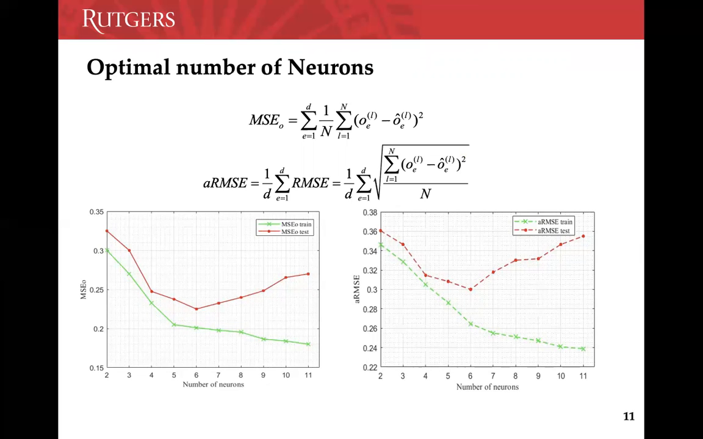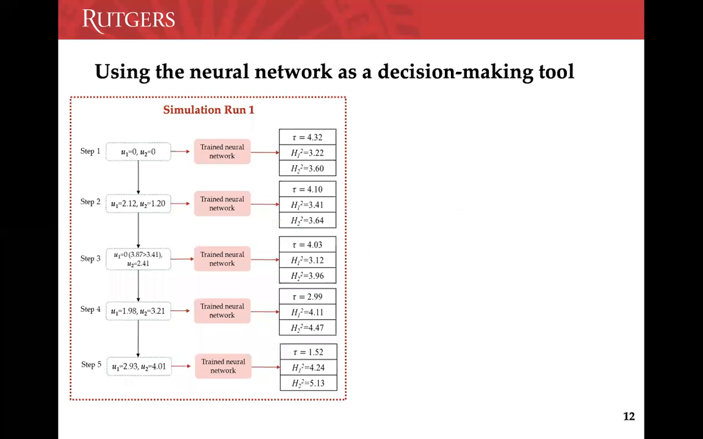And as you can see here, by increasing the number of neurons, the error for the training set decreases, but at some point the error for the test set increases. So in this case, I can find the optimal number of neurons for this neural network. But I should mention that this optimum depends on the system. So for different systems, the maintenance team needs to find their own optimal number of neurons for their neural network.